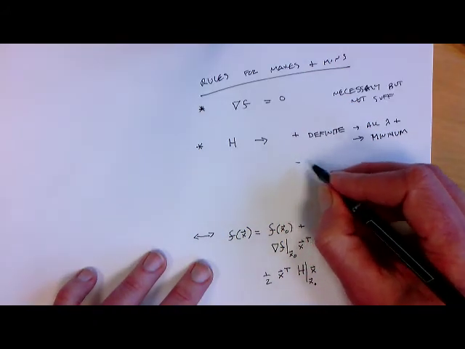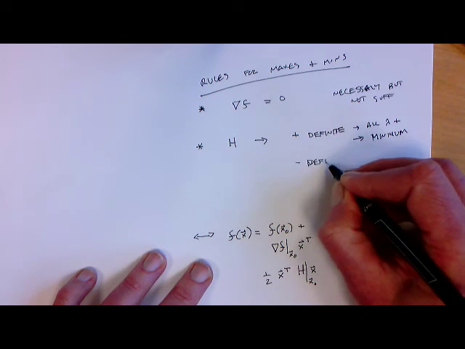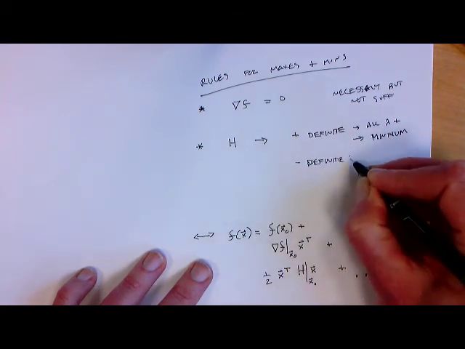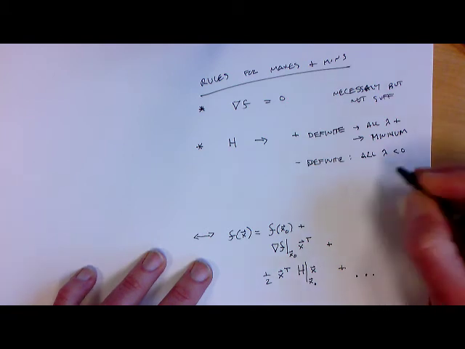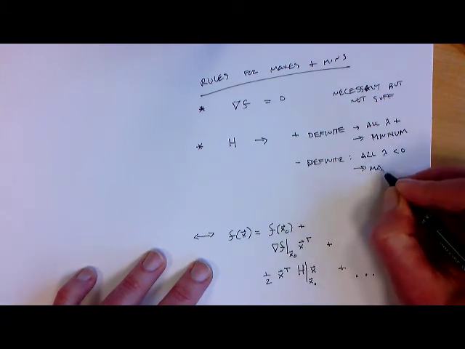It could also be negative definite, which just means all the eigenvalues are negative. So all the eigenvalues are less than 0, in which case you're at a maximum.